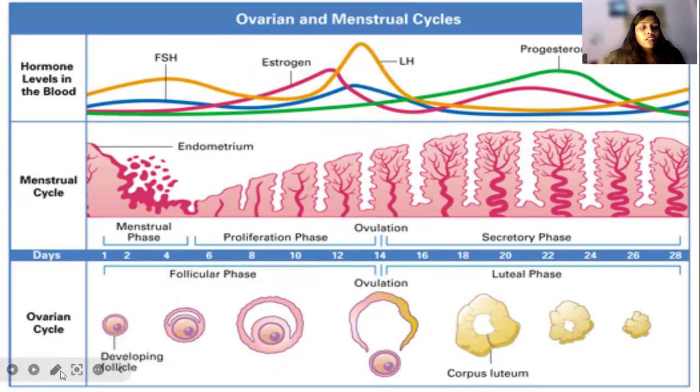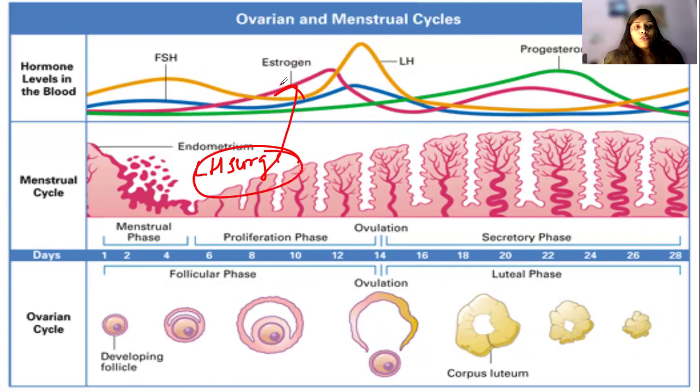If we talk about the question, let's have a discussion. The LH surge happens because of which hormone? It happens because of the estrogen. Is that clear? And what is the role of the estrogen? Estrogen has a positive feedback mechanism on the LH, and it has a negative role on the FSH. So till now we are clear. Now let's move to the next cycle. Till now it is the follicular phase and ovulation.